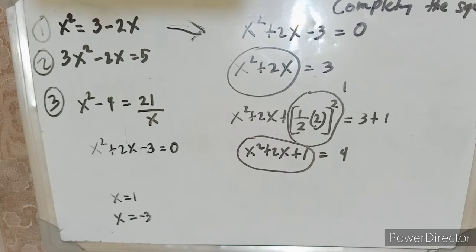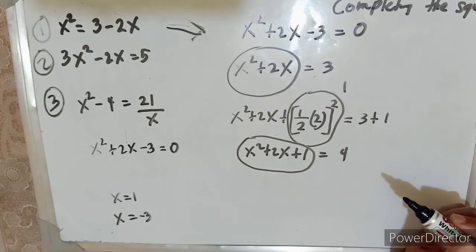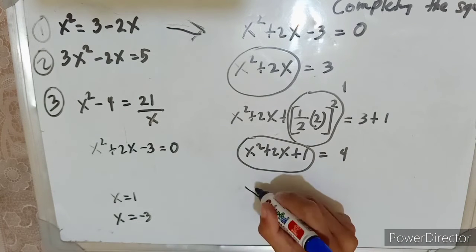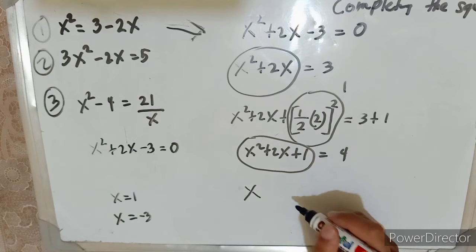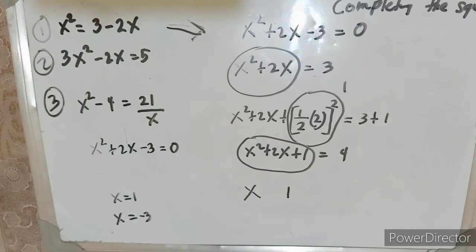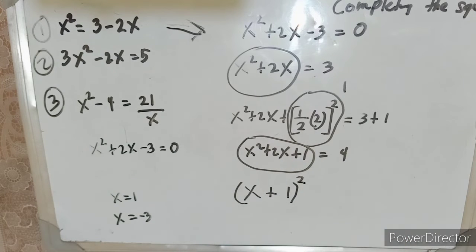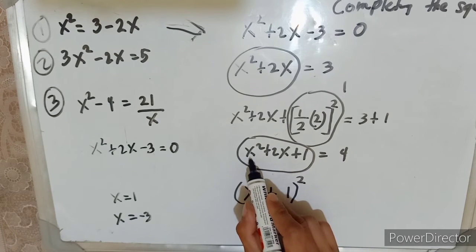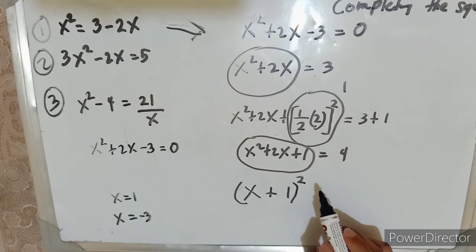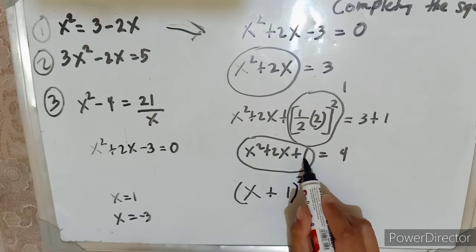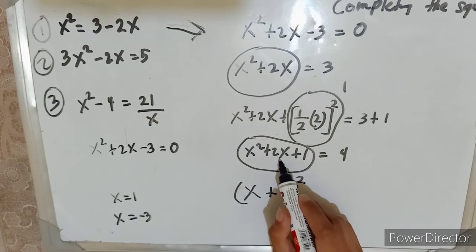Paano ba natin nasabi na perfect square yan? Kasi, what is the square root of x squared? That is x. What is the square root of 1? That is 1. What is the operation of the middle term? Plus. Sinabi kong perfect square siya kasi lagyan ko siya ng square dito. To check whether it is a perfect square or not, what is the square of x? That is x squared. What is the square of 1? Is it equal to 1? Yes, tama nga.